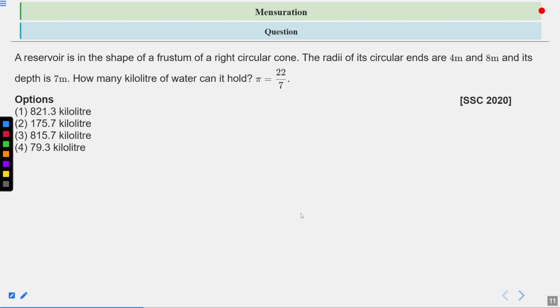So there are four options. First one is 821.3 kiloliter water. Second is 175.7 kiloliter. Third one is 815.7 kiloliter, and fourth one is 79.3 kiloliter. Now you have 10 seconds to analyze the question. Your time starts now.